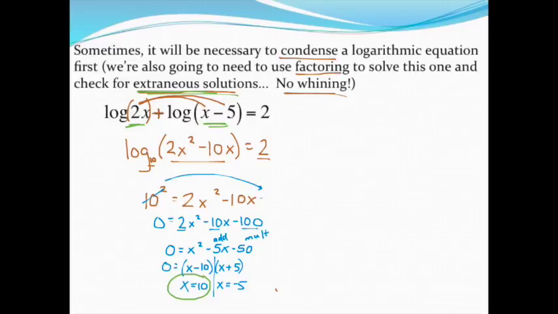However, watch what happens with negative 5. As soon as I plug negative 5 back in for x, right here I've got a problem. 2 times negative 5 is negative 10, and we can't do the log of something negative or 0. A similar thing would happen over here. So that negative 5 will not work. I have to cross it out. It's an extraneous solution. The one and only answer to this question is just 10. Wasn't that fun?